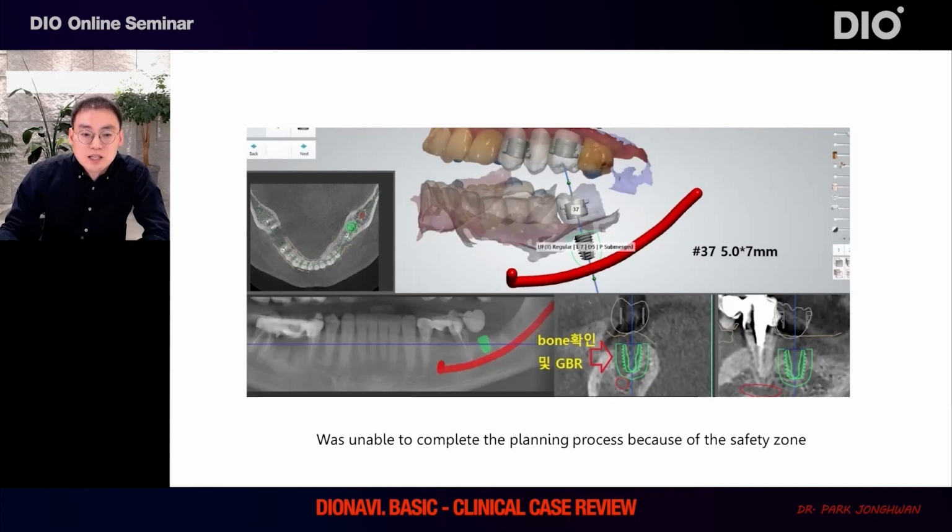I wanted to place it deeper, but because of the safety zone, it didn't allow me to design it like that. It should have been 2 millimeters. You have to put more in, but you can't design it, and if you put in 7 millimeters, it's a little shallow. So what do I do?